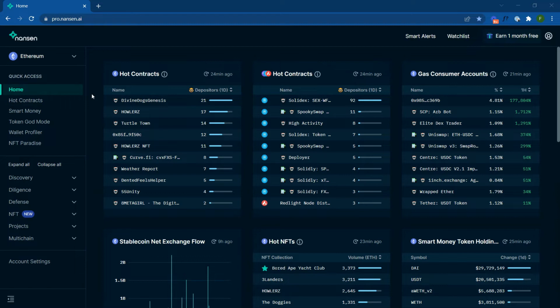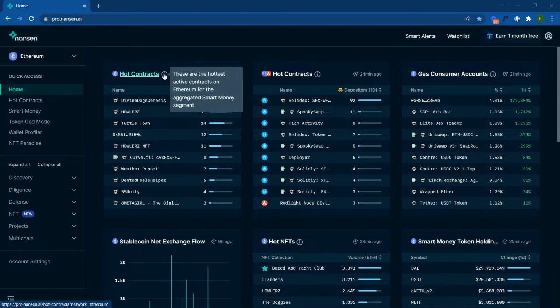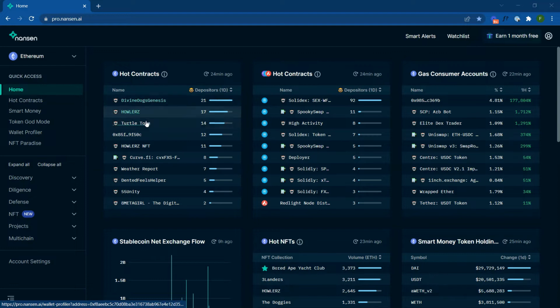From the home screen, you can see the preview widgets of a number of our discovery dashboards. For instance, these are the top 10 smart contracts on the Ethereum blockchain with the highest number of different depositors that belong to smart money. In case you didn't know, smart money is the collective name of entities representing investors that have a proven track record of success. They are always a good starting point of your discovery and due diligence processes.